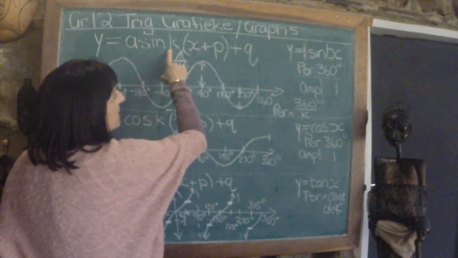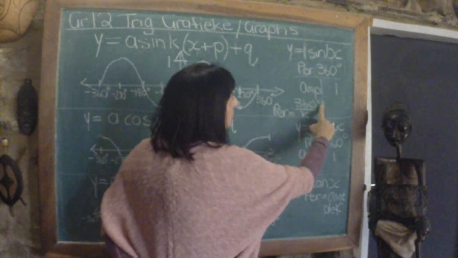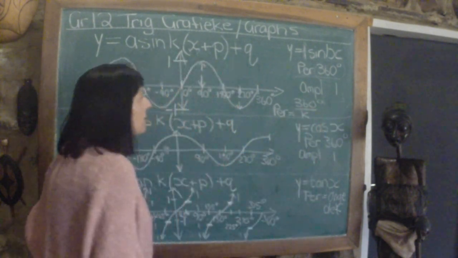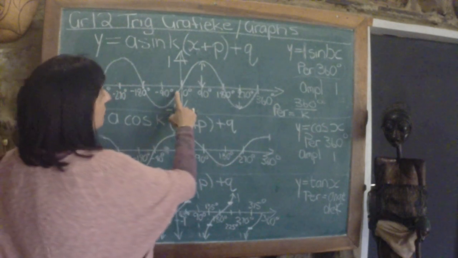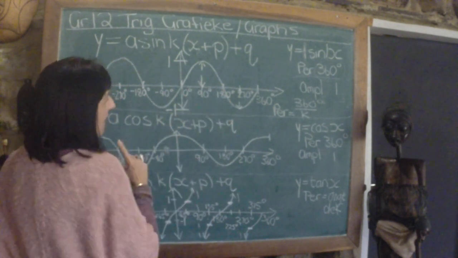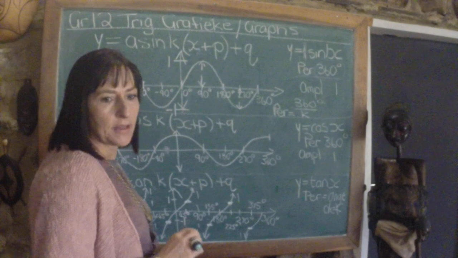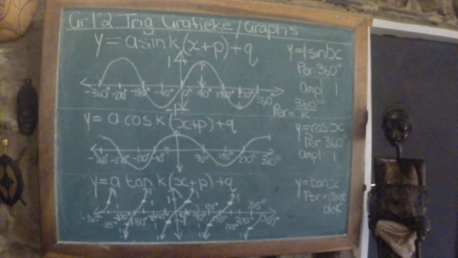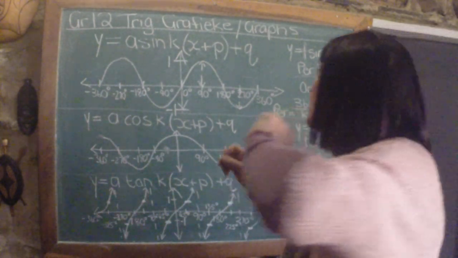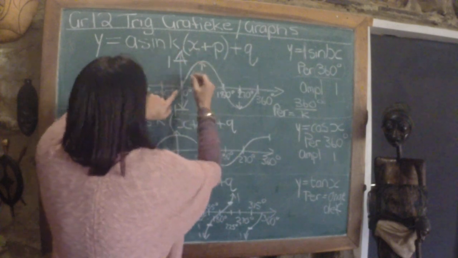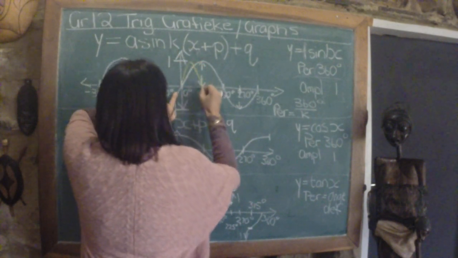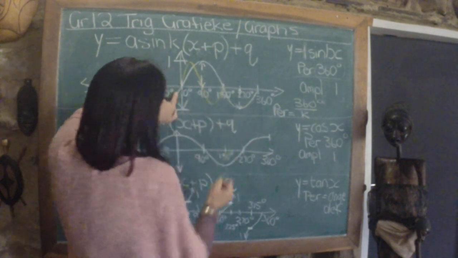If there was a 2, then it was 360 divided by 2, then my period was 180, and then the sinus curve would have completed in 180 degrees. Meaning, if I take another color chalk, I'll show you, if it would have been a 2 over there, then the sinus curve would have completed in 180 degrees.